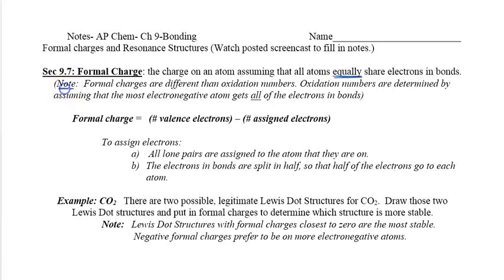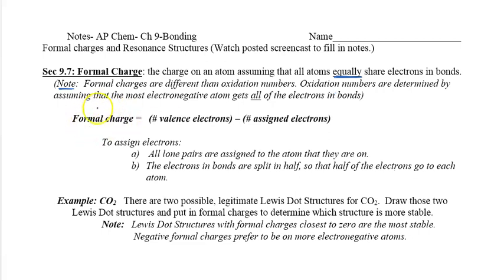There's a little note here. Just make sure you realize that formal charges are different than oxidation numbers. Oxidation numbers are determined by assuming that the most electronegative atom gets all of the electrons in the bonds. For formal charges, we're going to assume they're equally sharing their electrons. So it's kind of done for different reasons.